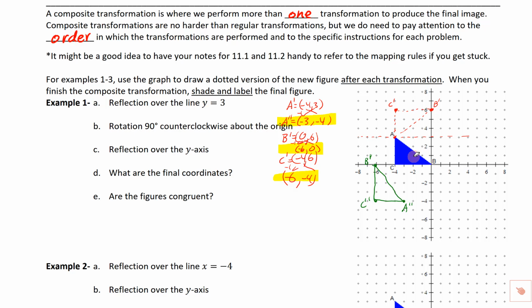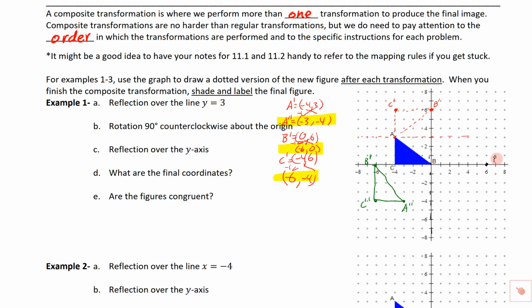All right, now we want to reflect this over the y-axis. Okay, so luckily this is going to be a little bit easier. Again, I'm going to change colors. If we reflect over the y-axis, here's the y-axis, and the only thing that's going to change is the x-coordinate. So instead of being negative 6, 0, we're going to come over here to 6, 0.